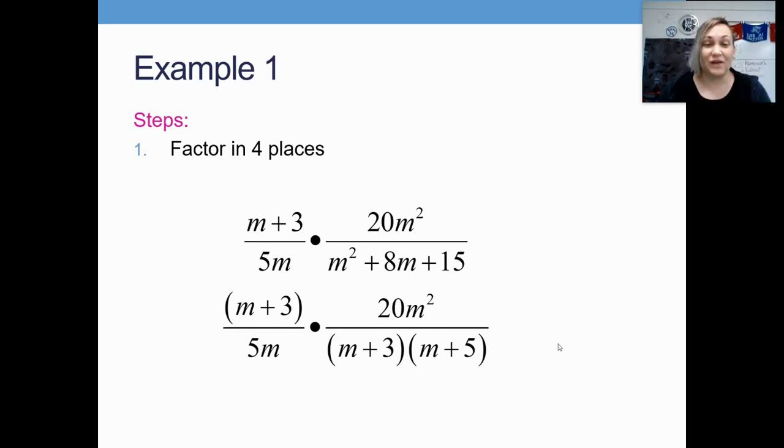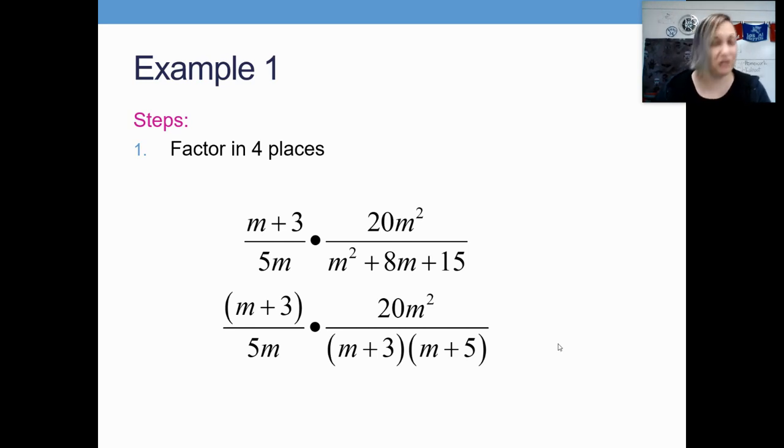When you are doing your factoring, remember that the main goal of these problems is to get something to cancel out. So it's really, really good that I got an m plus 3 for my second factoring because I already had an m plus 3 in this problem. So that was a really good sign that I did my factoring correctly.